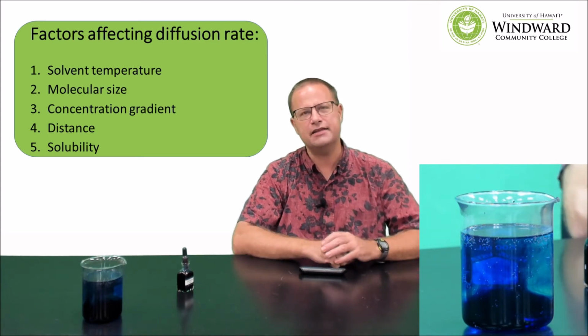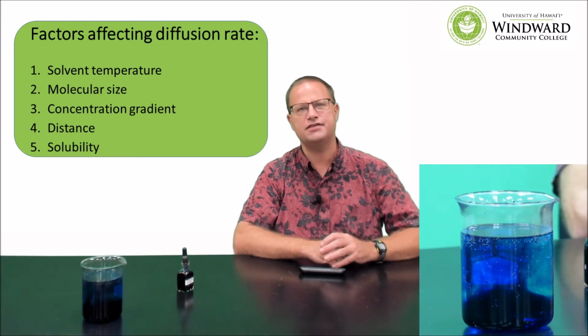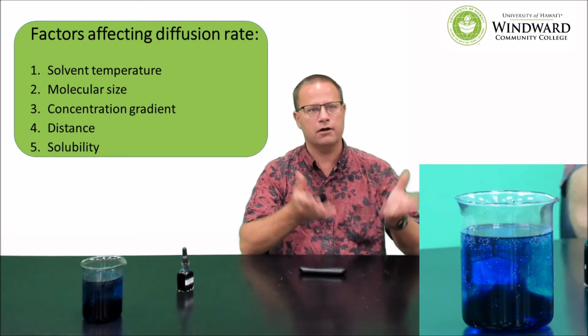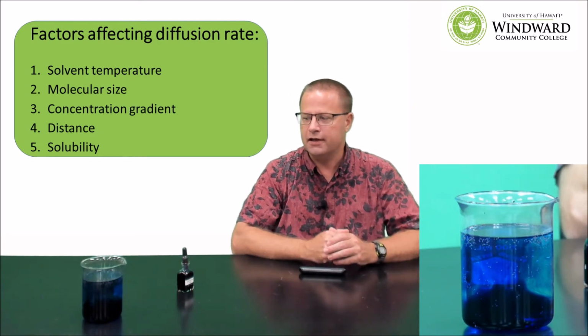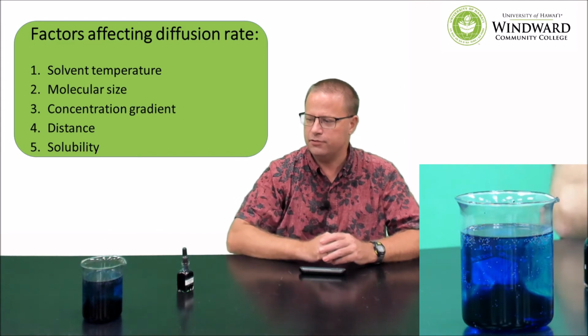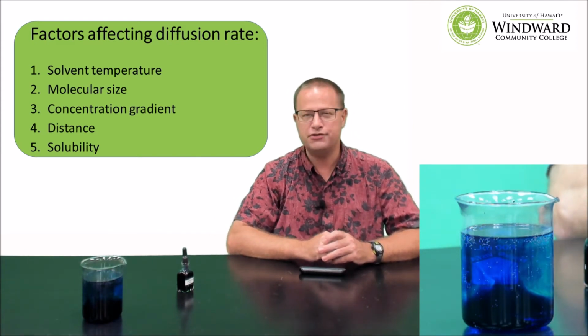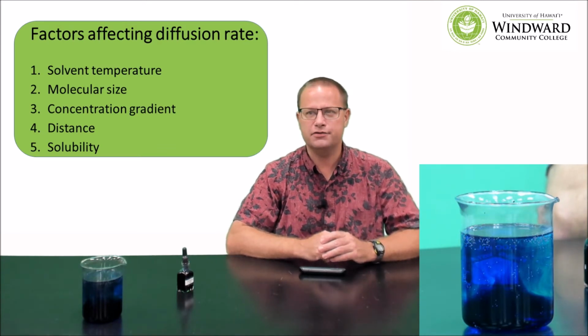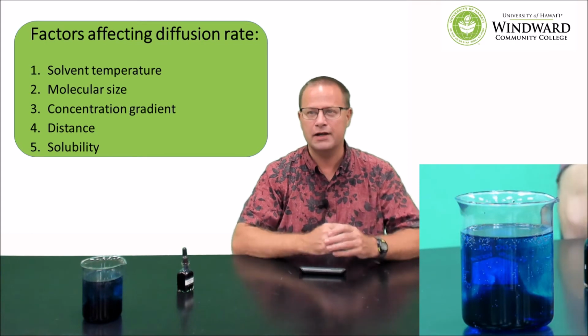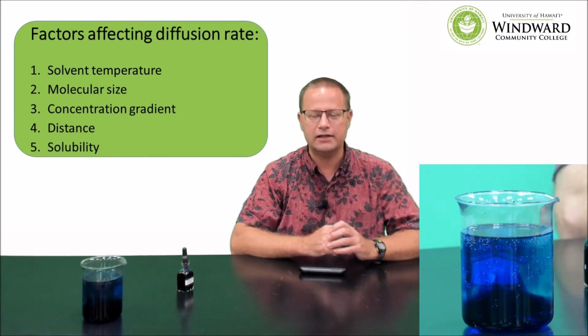Okay, the last thing that affects the diffusion rate is the solubility of our solute in our solvent. For example, right now we have methylene blue, and that diffuses very well. One, because it's a small molecule, but two, because it's very soluble in water. On the other hand, some molecules will be nonpolar, and they won't diffuse quite as quickly in water. So be aware that solubility has an issue as well.